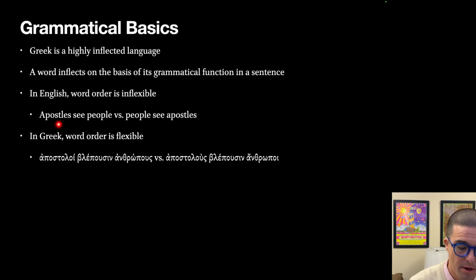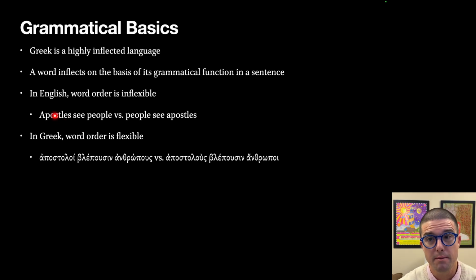So, for example, in English, apostles see people. We know that the apostles are the subject, the ones doing the seeing, because they come first. And we know that people are the object, the thing being seen, because they come after the verb. If we simply switch the words around, people becomes the subject, those doing the action. See is the verb, and then apostles becomes the object because it's after the verb.